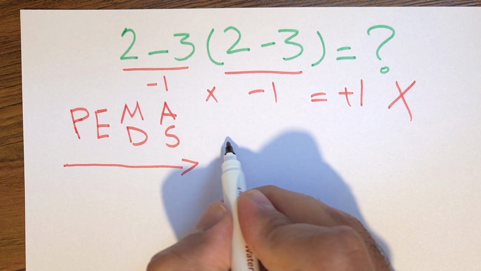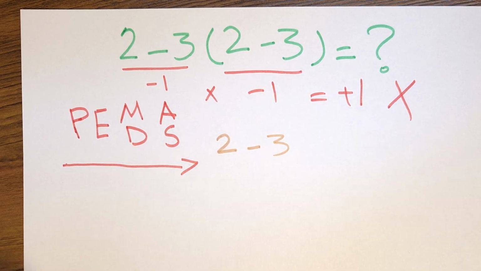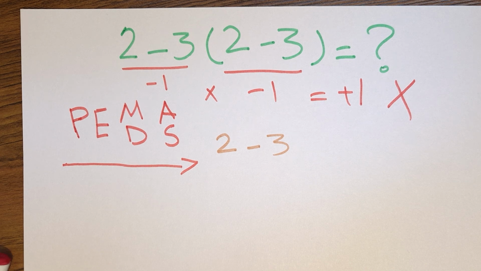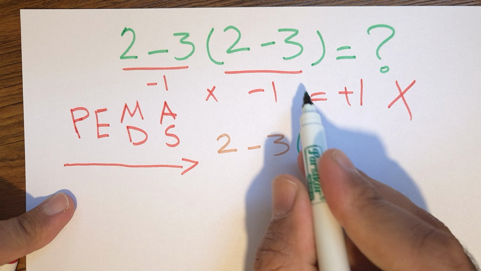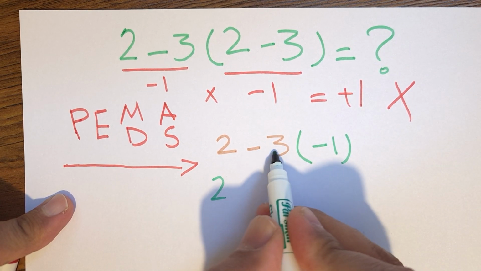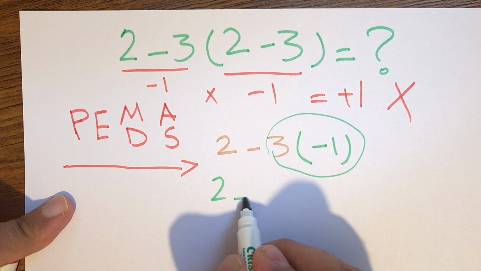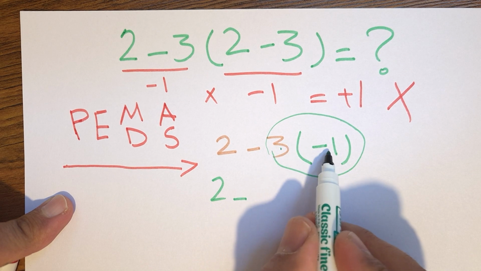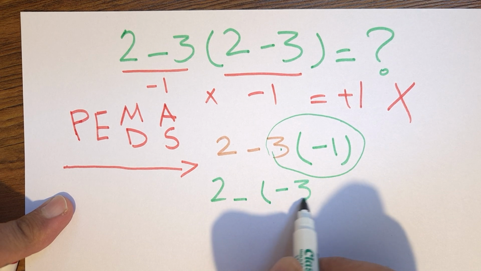So let's write it in this way, 2 minus 3. Let's just use the same color. And then inside the parentheses, it is 2 minus 3, which is minus 1. Now what? So it is like another multiplication. 2 minus 3 times minus 1, it is minus 3.